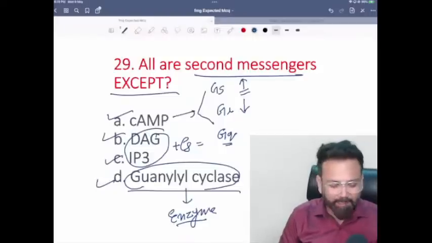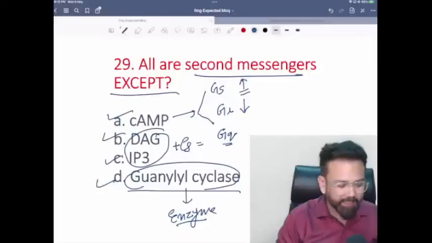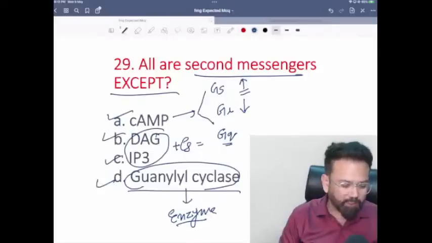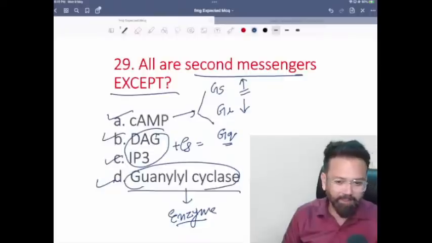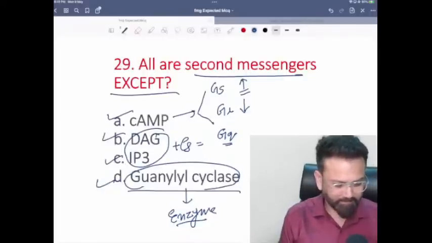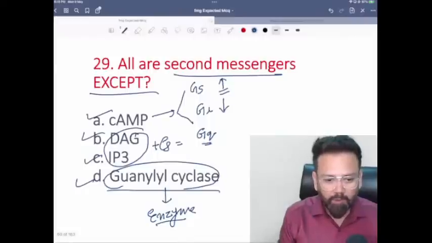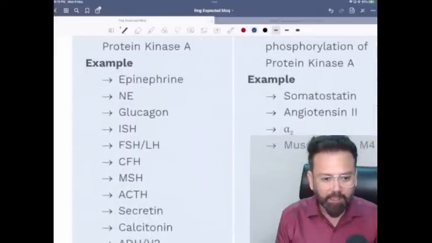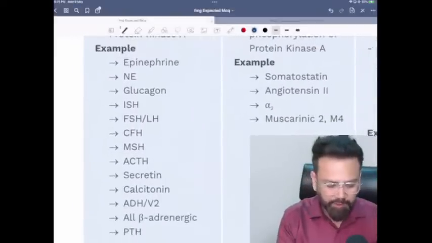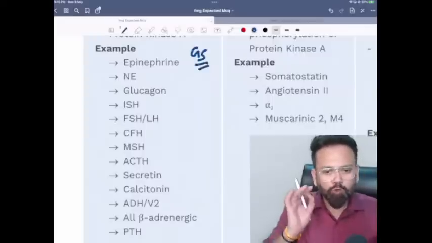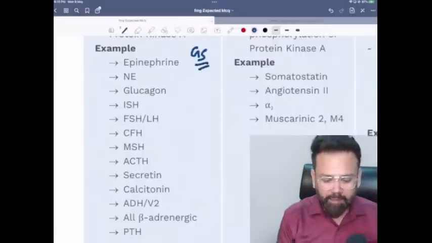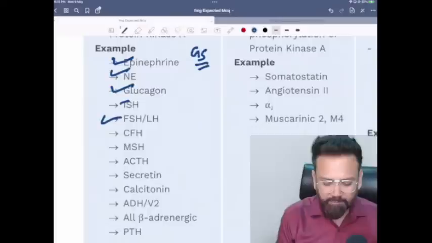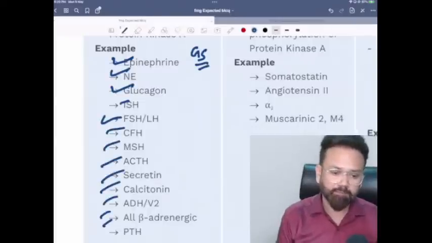Okay, so cyclic AMP is GS and GI, IP3, DAG and calcium is GQ, and guanylate cyclase is an enzyme. So you must remember almost all are examples of GS. These are the hormones that are examples for GS. Don't forget, two questions are for sure in physiology and medicine: epinephrine, norepinephrine, glucagon. Okay, TSH, FSH, MSH, ACTH, creatine, calcitonin, these all are examples of GS.